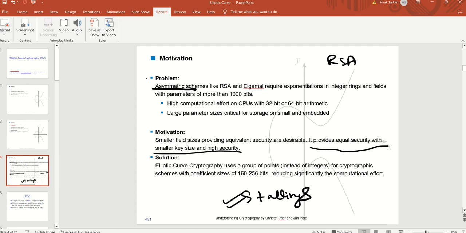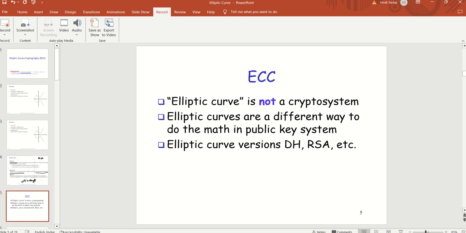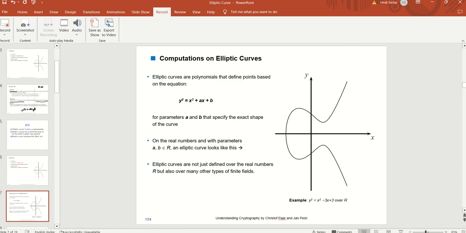What is the difference between RSA and elliptic curve cryptography? Basically, it provides equal security with a smaller key size. RSA requires a much larger key size than elliptic curve cryptography, which is ECC. Okay, so moving on, we are going to discuss this.